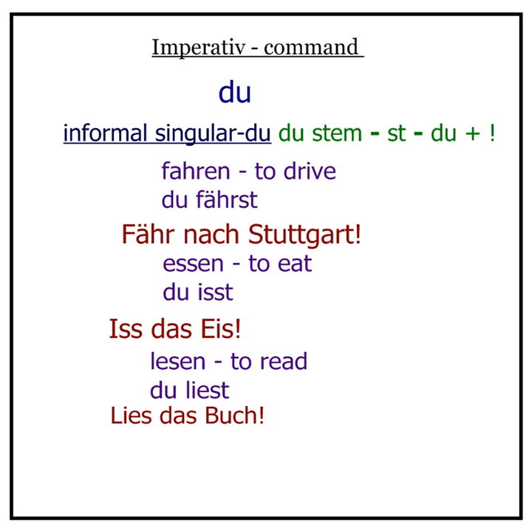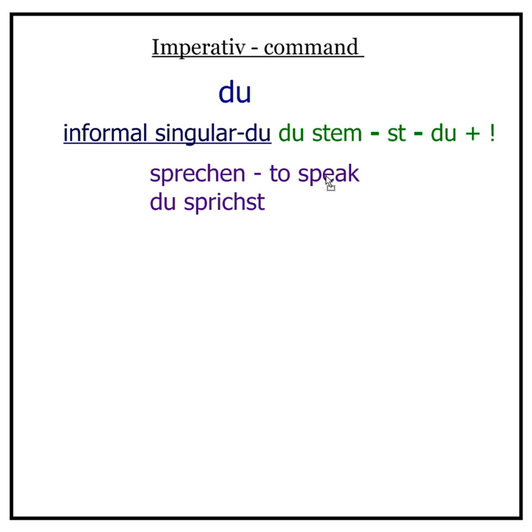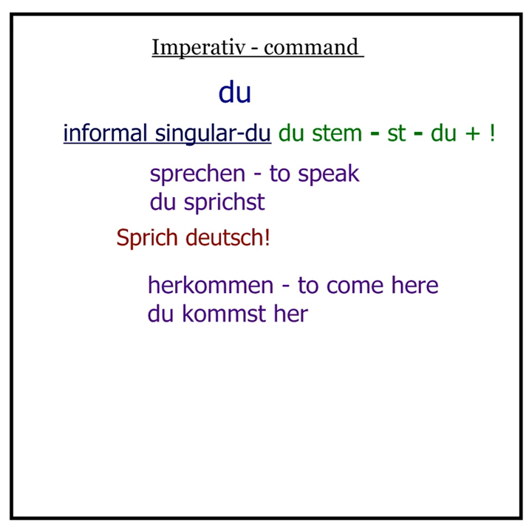Couple more examples. Conjugation of sprechen, to du, du sprichst. Sprich Deutsch. Speak German. Remember our separable prefix verb herkommen, to come here. Du kommst her. Komm her. And you can always throw in bitte. Komm bitte her.